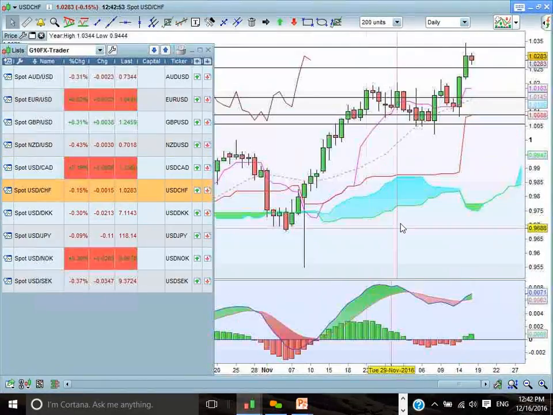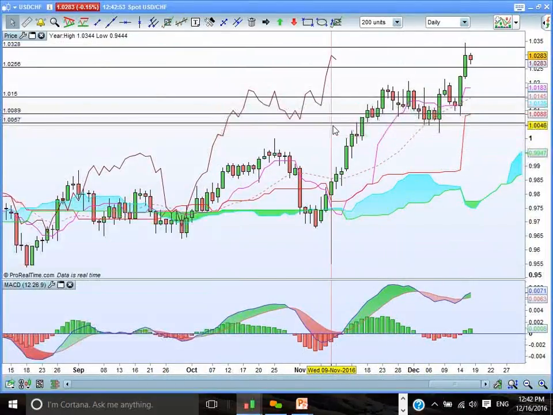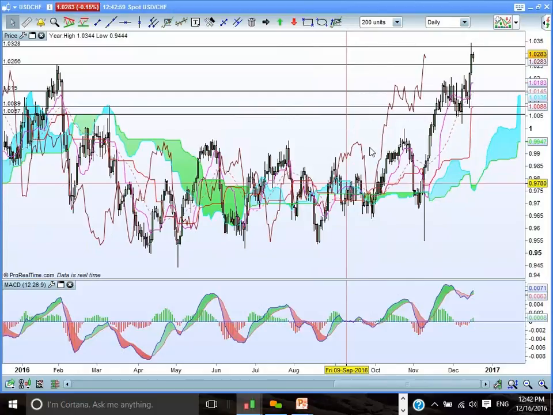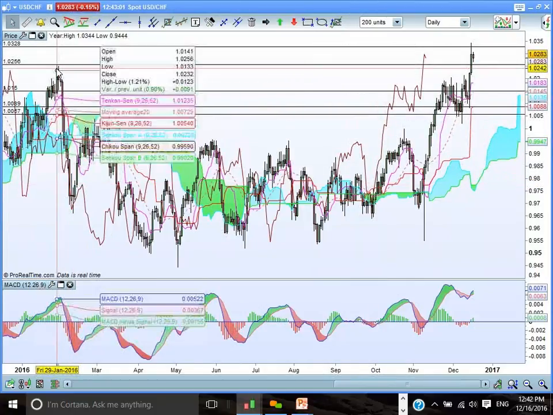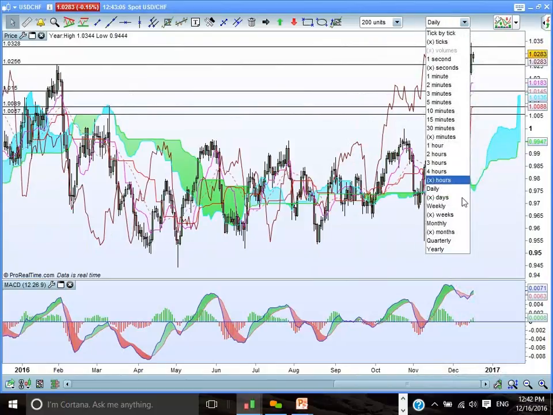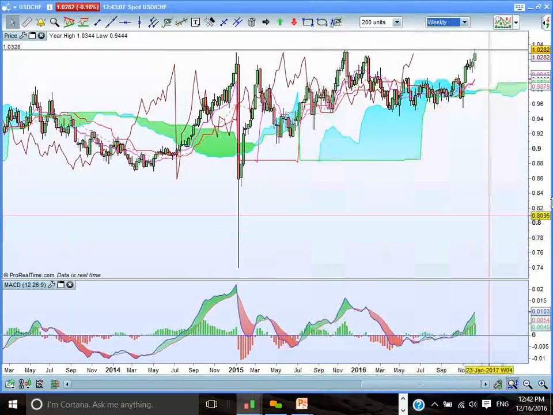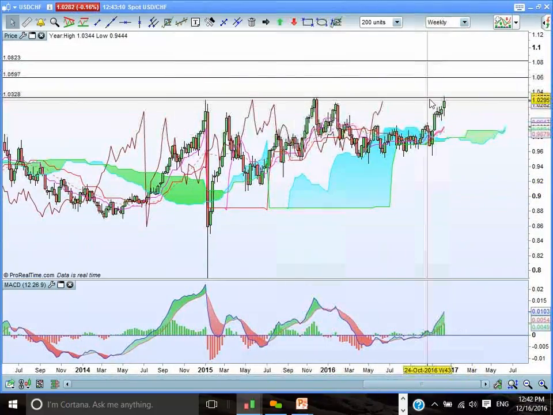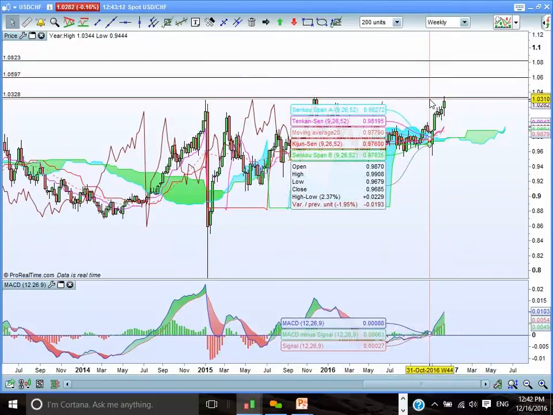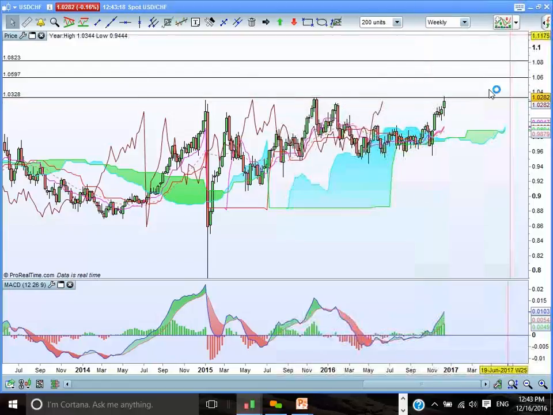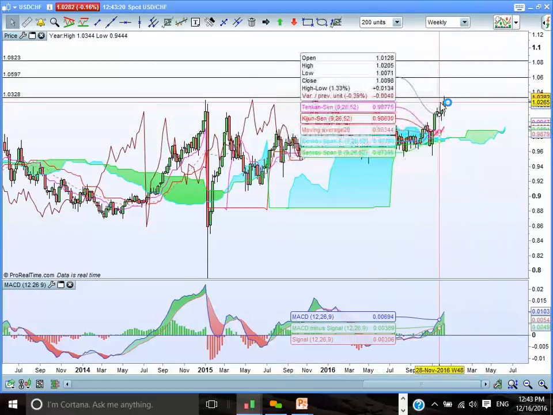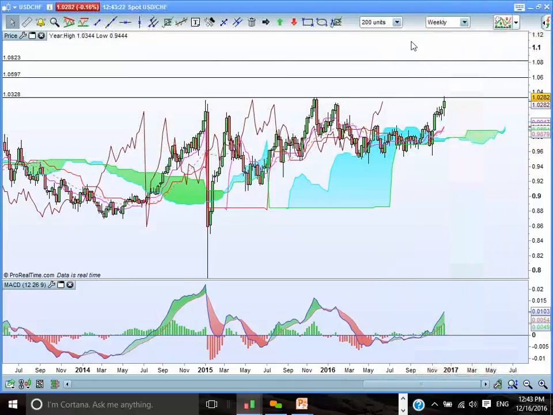US dollar Swiss franc is now fighting very, very old resistance zones. We can see these resistance areas come from the January highs, and we could see a consolidation at these areas. They're incidentally quite strong weekly resistance zones as well. So we're at the upper end of a weekly trading resistance range. We could see some short-term consolidation if we don't manage to break out of that resistance zone.